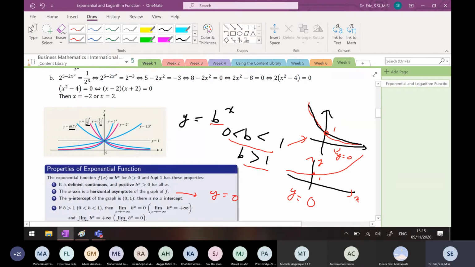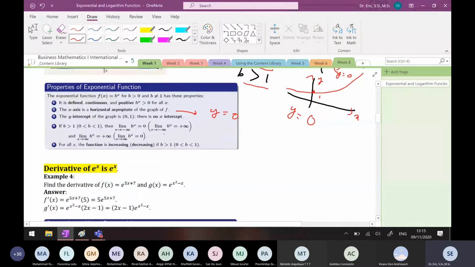Okay, and the function is defined, continuous, and always positive. It can never be 0. It is always above the x-axis. And the x-axis is the horizontal asymptote. You can look at when x goes to infinity. When x goes to infinity, it will go to the height 0 for b from 0 to 1. But for b greater than 1, if x goes to minus infinity, it will go to the height y equals 0. Okay, and this is what you have.